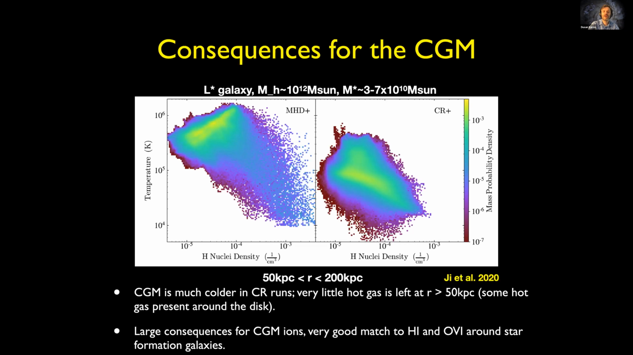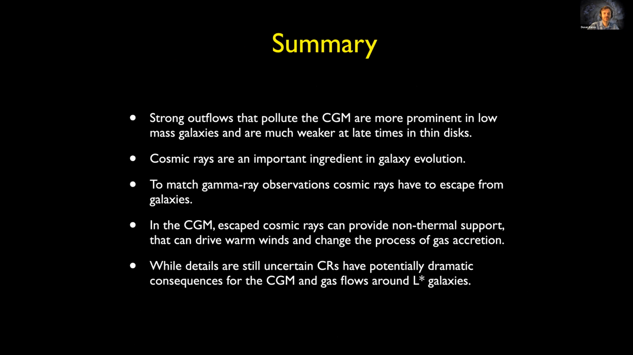All right, so I took out slides that talk about detailed ions here, but if you're interested, I can show them later. So I'm just going to summarize the story here. Strong outflows pollute the circumgalactic medium. They're prominent in low mass galaxies and are much weaker at late times in thin disks. This is true both observationally and in these self-consistent models that can produce outflows now in the last 5, 6, 7 years. Cosmic rays are a potentially important ingredient in galaxy formation.